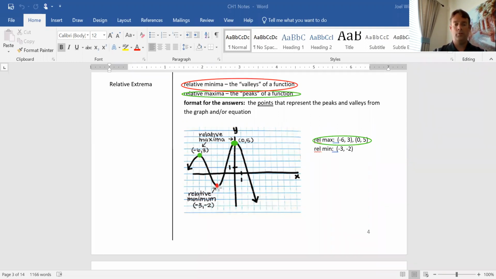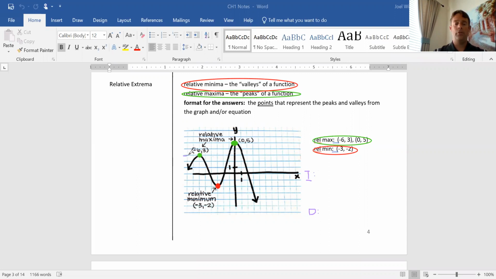So here, right here, is a relative minimum. And so we write that as a point. Just for the fun of it, take a second. I want you to tell me when the graph is increasing and when the graph is decreasing. Go ahead and pause the video and do that.